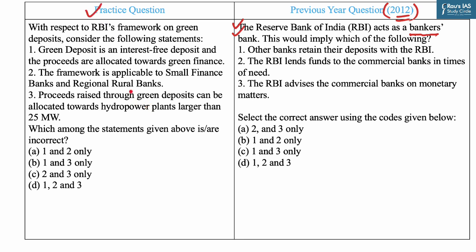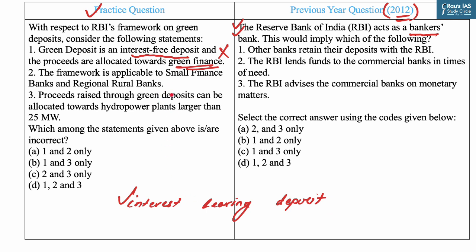Question says, with respect to RBI's framework on green deposits, consider the following statements. Statement 1 says, green deposit is an interest-free deposit and the proceeds are allocated towards green finance. Now this statement is incorrect, as the framework defines green deposit as an interest-bearing deposit and not an interest-free deposit.